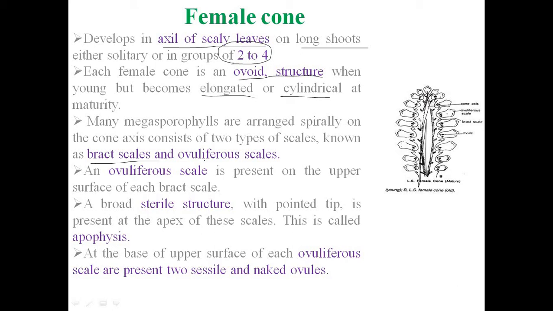They also show the bract scales and the ovuliferous scale. Each ovuliferous scale is present on the upper surface of each bract scale. Here you can observe this is the bract scale, and this large one is the ovuliferous scale, inside which two ovules are there. These are naked and sessile ovules. Like the male cone microsporophyll, they are also with a broad sterile structure known as the apophysis.